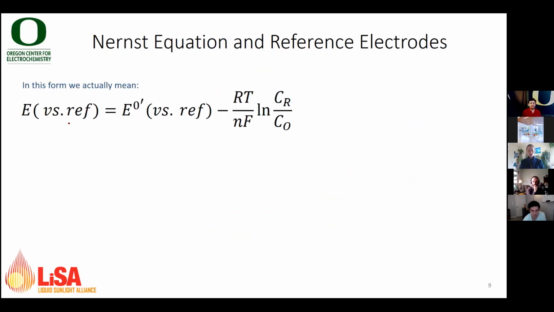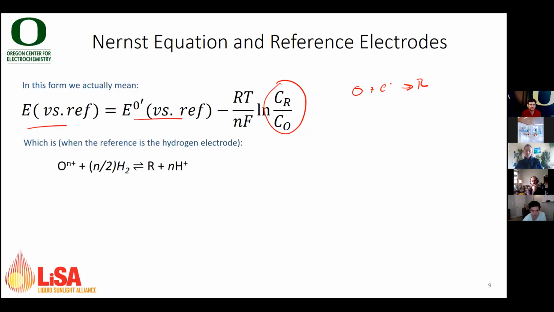E versus ref. If I'm only going to put O and R in my half reaction, O plus an electron goes to R, then I actually mean this. I have to have a reference. So what does it mean to have a reference? Well, it means this. This is the actual equation to which the E's, Q's, delta G's correspond.